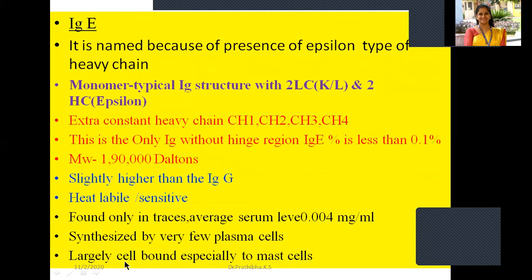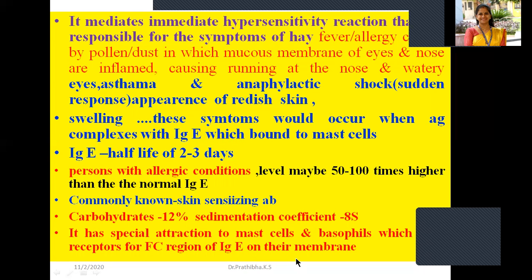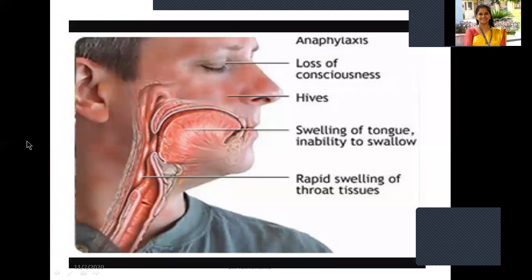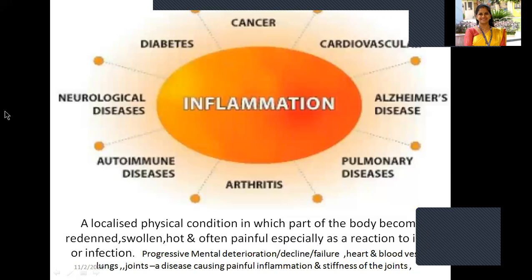I told you they are largely cell bound, especially to mast cells, and also to basophils; they have that particular affinity. Here you can see some of the symptoms of anaphylaxis, that is loss of consciousness, hives, swelling of tongue, inability to swallow, rapid swelling of throat issues, and many more. And here I've given the picture related with the inflammation.